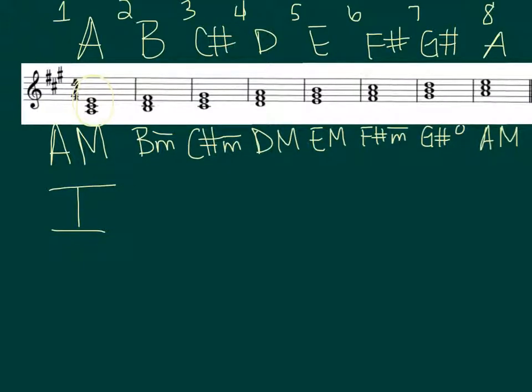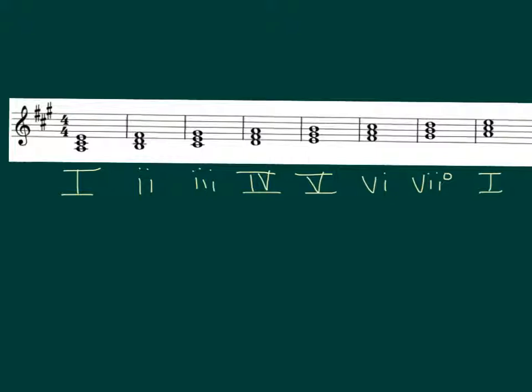For the scale degree 2, it's B, but it is a minor chord, which means it's got to be a lowercase Roman numeral, so it'd be lowercase 2. Continue on with this for the rest of the scale. These are the correct answers from the slide before.